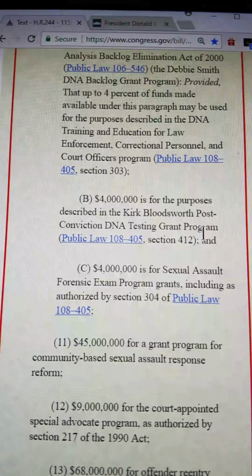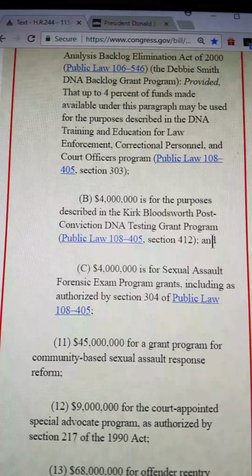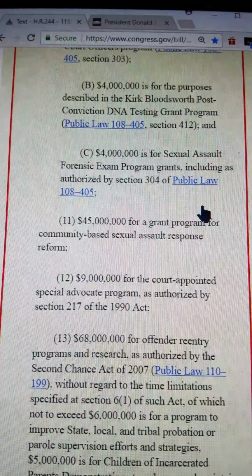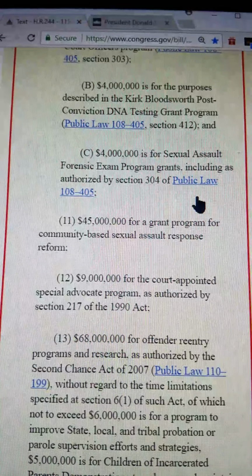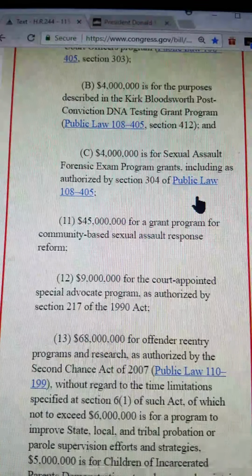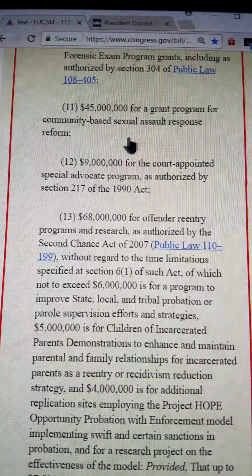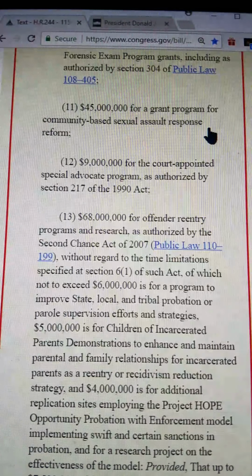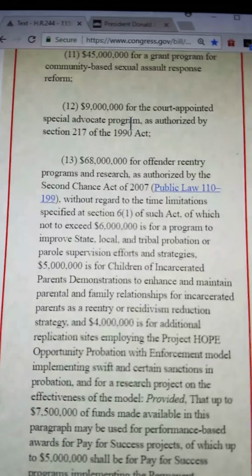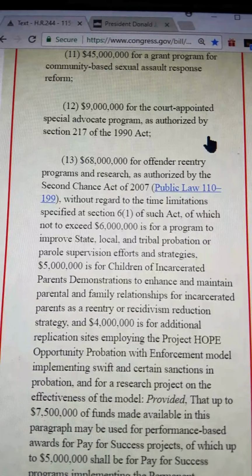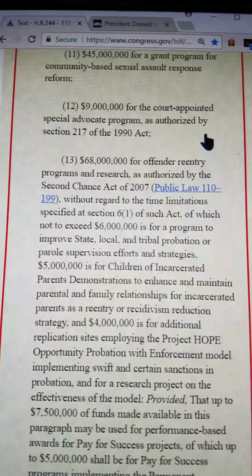$4 million is for the purposes described in the Kirk Bloodsworth Post-Conviction DNA Testing Grant Program, and $4 million is for sexual assault forensics exam program grants, including as authorized by Section 304. $45 million for a grant program for community-based sexual assault response reform. $9 million for the court-appointed special advocate program as authorized by Section 217 of the 1990 Act.